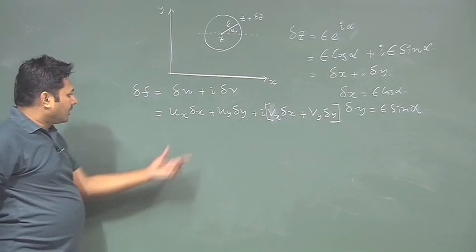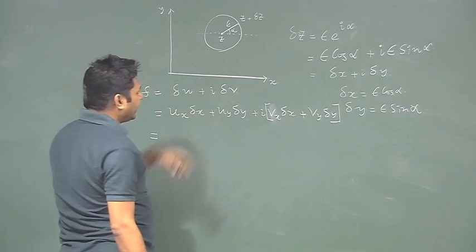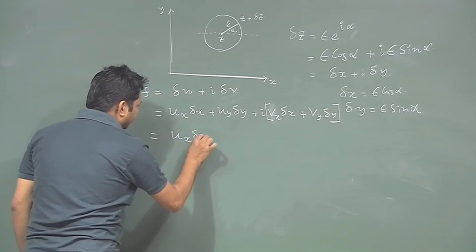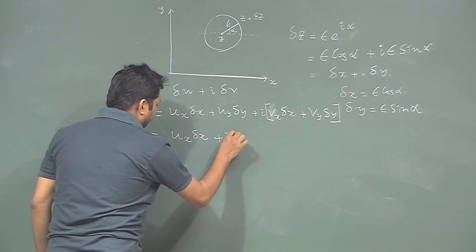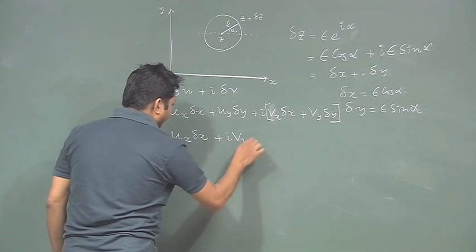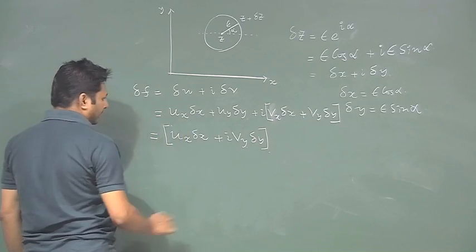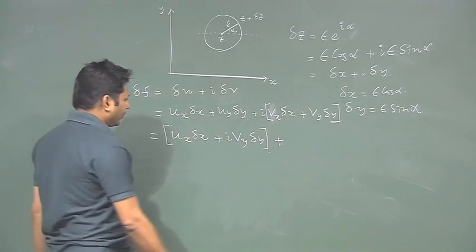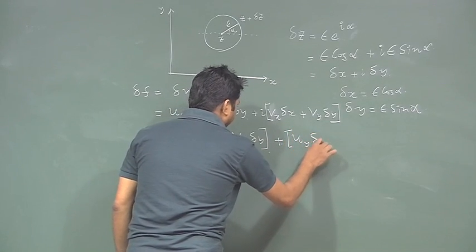Okay. Now, if I write these things in terms of delta x and delta y, let me write this expression in this way. I just slightly rearrange this equation. Whatever equation I have, I am just slightly rearranging that.